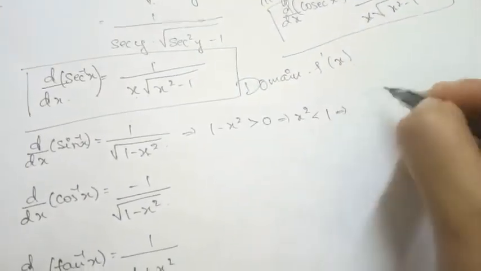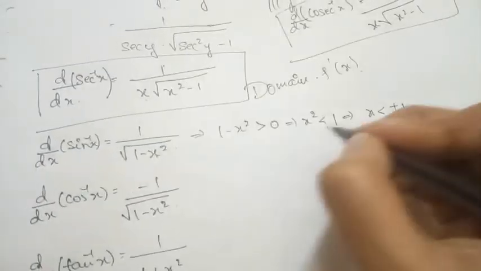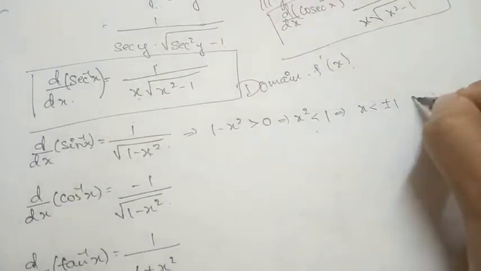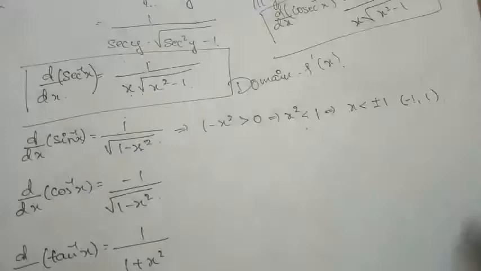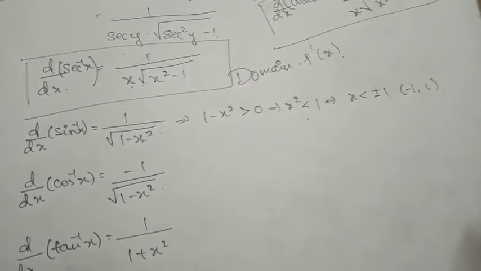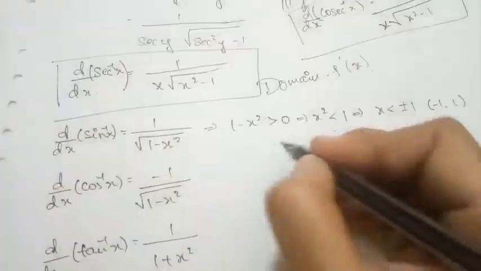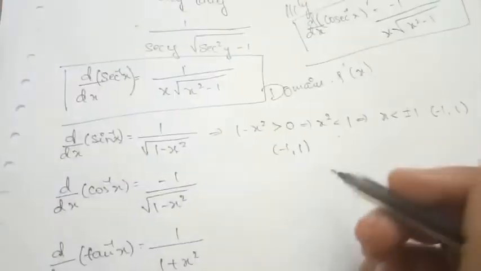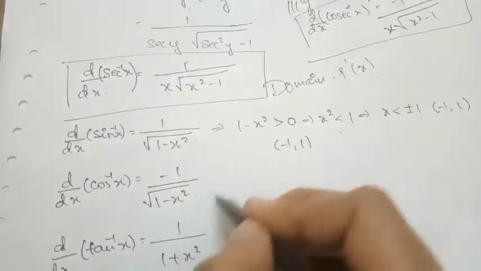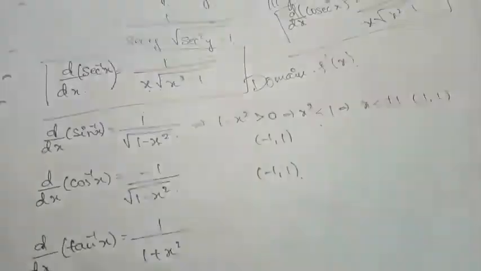So what does that imply? x is less than plus or minus 1, which means x lies from minus 1 to 1, where minus 1 and 1 are not included. So it lies between minus 1 and 1. So the domain of the derivative of the sine inverse function is minus 1 to 1. Similarly, since here also it is the denominator, it is the same thing: the domain of cos inverse is also from minus 1 to 1.